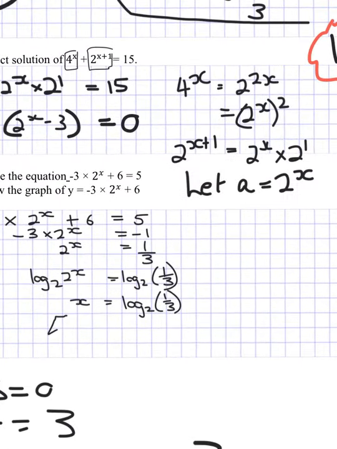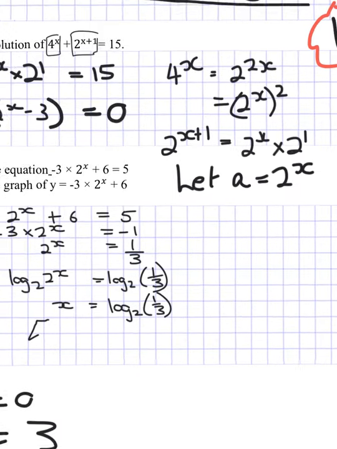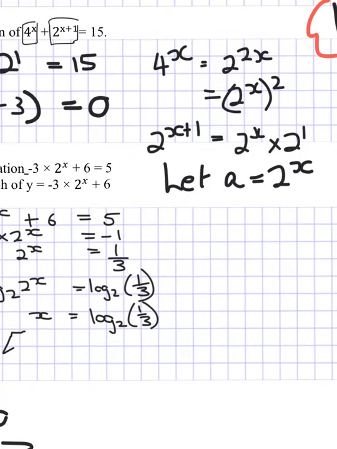Now we get asked to graph the left-hand side of that equation. We want to graph y equals negative 3 times 2 to the x plus 6. Okay? So we're going to graph y equals negative 3 times 2 to the x plus 6.